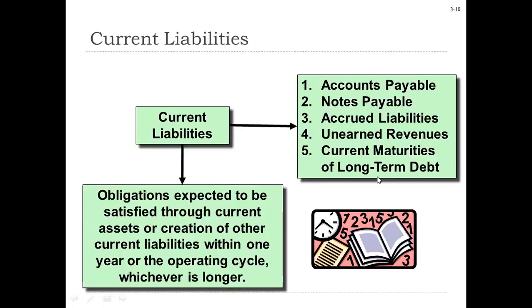So even if a loan is due in, let's say, 10 years, if part of the payment of the debt needs to be done this year, so for example, those kinds of debts that you pay on a regular basis, you pay back the principal, then the amount of principal due this current year is a current maturity of long-term debt, and that's a current liability.